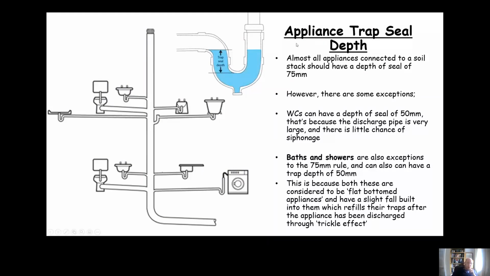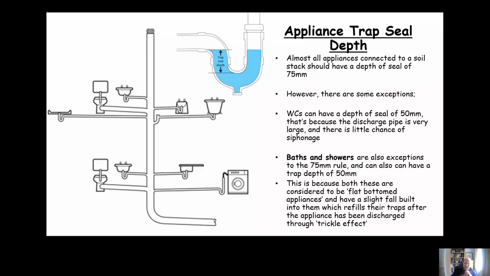So yeah, worth noting, almost all of the appliances connected to a soil stack would have a depth of seal of 75 mil, with the exception of a WC, a bath, and a shower tray. All of these would have a depth of seal of 50 mil as a minimum. The reason for the WC is because it's got a really big discharge pipe. It's not likely to discharge at full bore, which is when you're most at risk of siphonage. But with baths and shower trays, they will actually discharge quite a lot of water through them in a relatively small pipe, and the pipe's 40 mil.